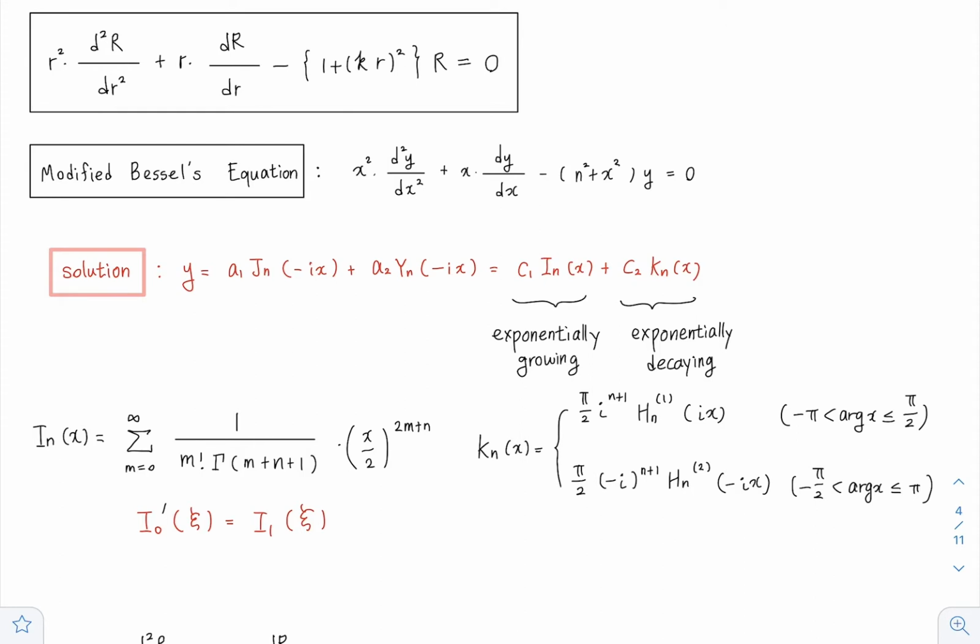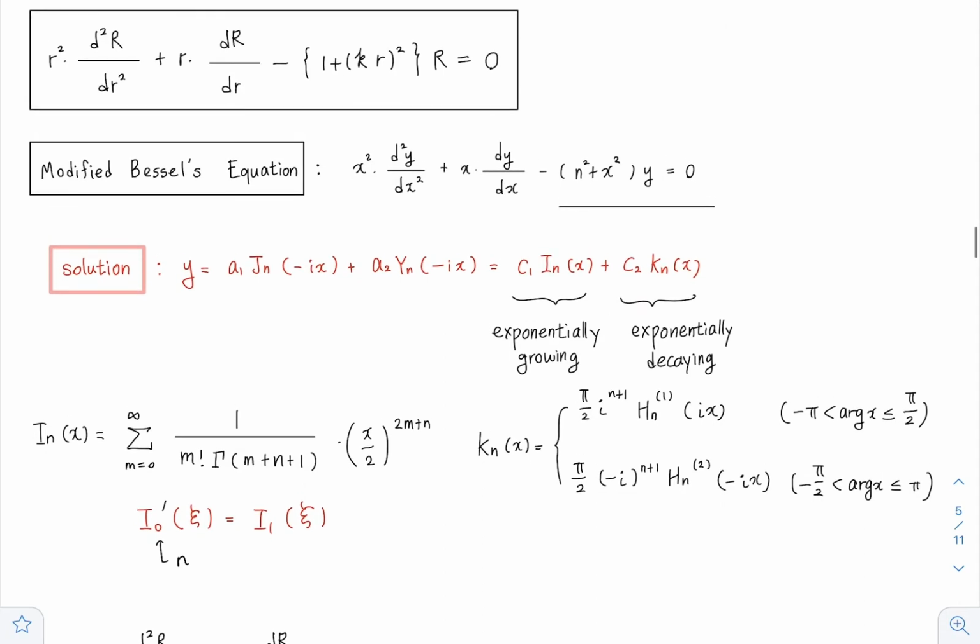The 0 and 1 here, you see, this is the n, and where n comes from is actually from this first equation here, the modified Bessel's equation. In our equation, if we take kr as x, n will be 1. But it's just useful to note that when n is 0, the derivative of I_0 is going to be I_1, which will be useful in our further discussions.